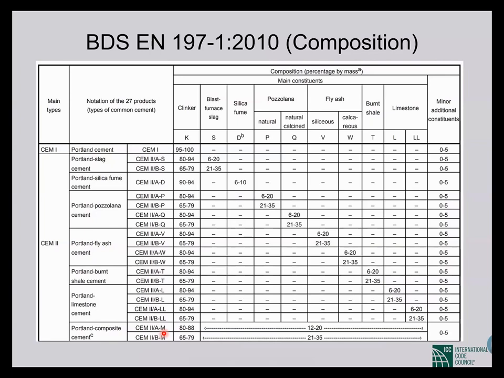So in multiple types, what are the types? In Bangladesh, we usually find VSL. So V is for fly ash. What is fly ash? We'll talk about it. S is for blast furnace slag, and L is for limestone. Okay, anything else on this page? No. So now you understand what you find written on the cement bag, CEM 2 AM VSL, CEM 2 BM VSL. Now you'll understand what that technical term means.